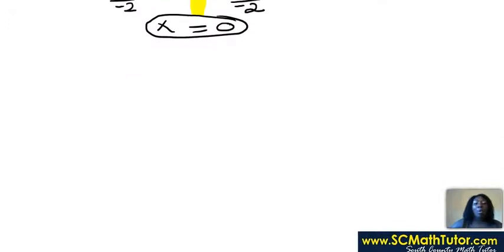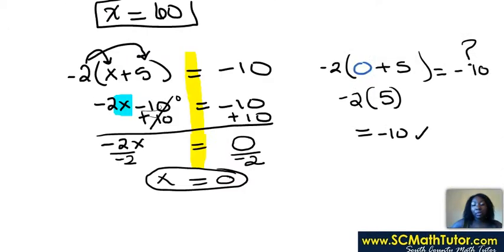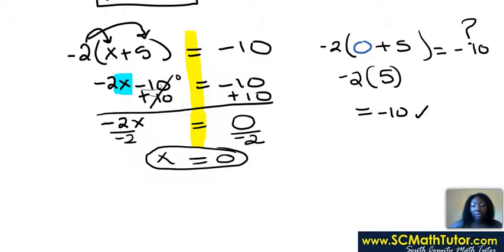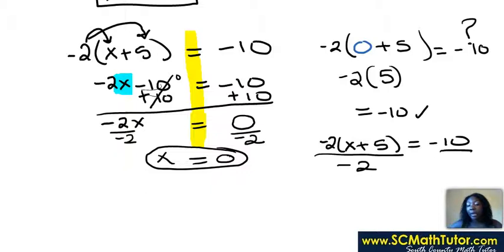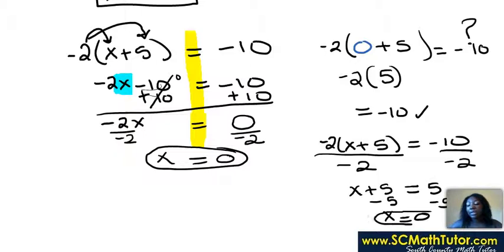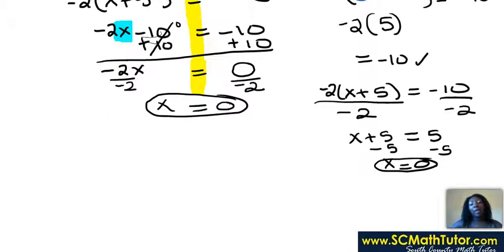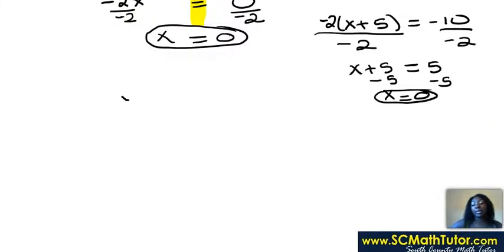Okay, so some people might actually also do this problem another way. Negative 2x plus 5 is equal to negative 10. They could undo this negative 2. It's being multiplied to the parentheses, so they could also divide by negative 2 on both sides. So x plus 5 equals 5. Subtract 5. X equals 0. As you can see, either way you will still get the correct answer. So it depends on what you're comfortable with and how good you are on things like this.